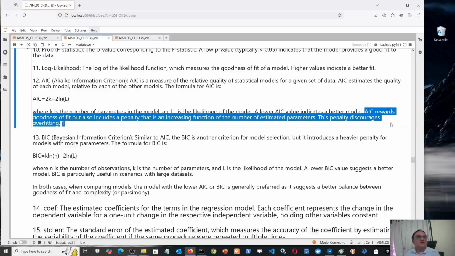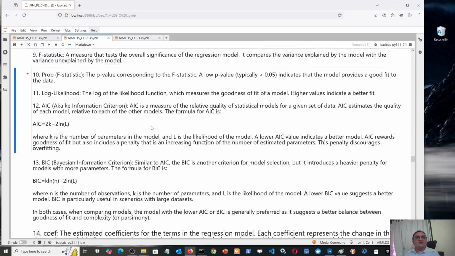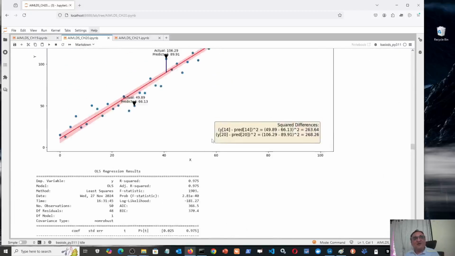AIC rewards goodness of fit, but also includes a penalty, which is an increasing function of the number of estimated parameters, and therefore AIC discourages overfitting. So one important application of AIC, as I told you, is to compare two models, right? And the second important application is to decide when overfitting is occurring.